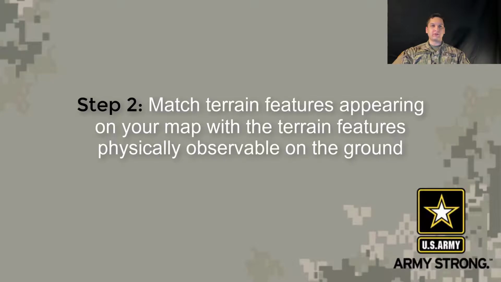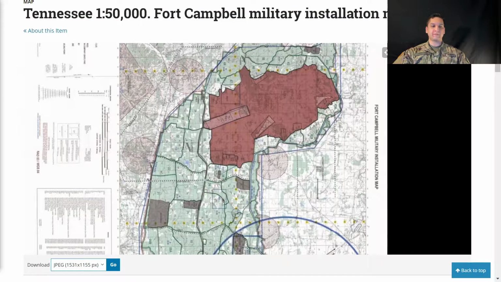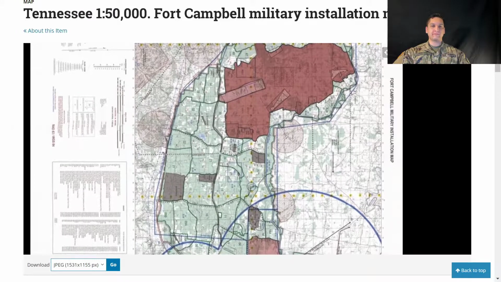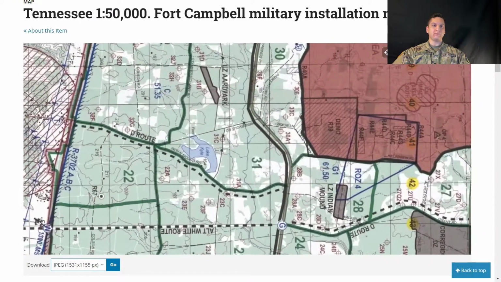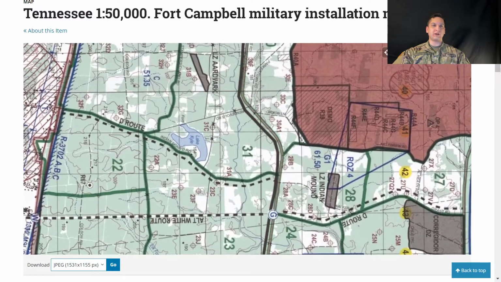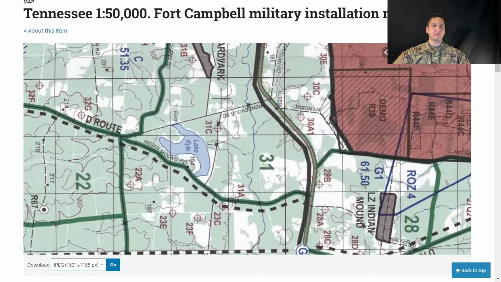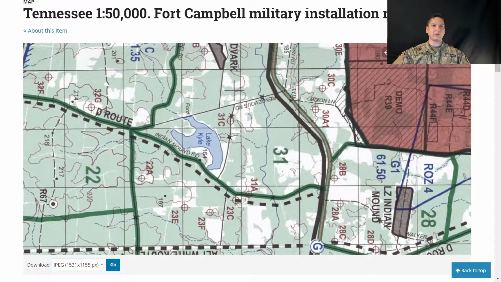Step 2 is to match your terrain features appearing on your map with the terrain features physically observable on the ground. So that means you're going to look at your map and you're going to find the features that are associated with the ground area that you're facing.